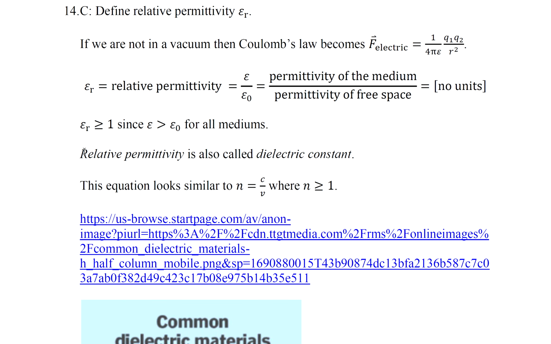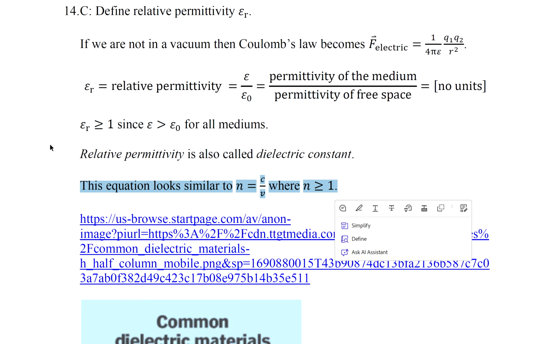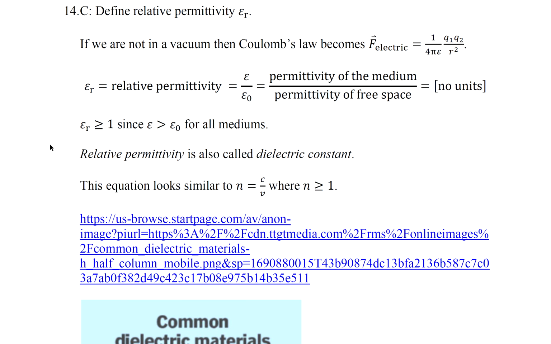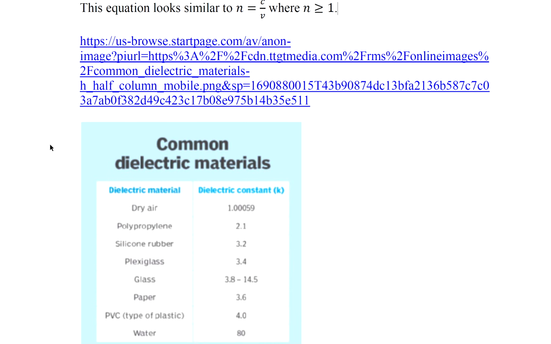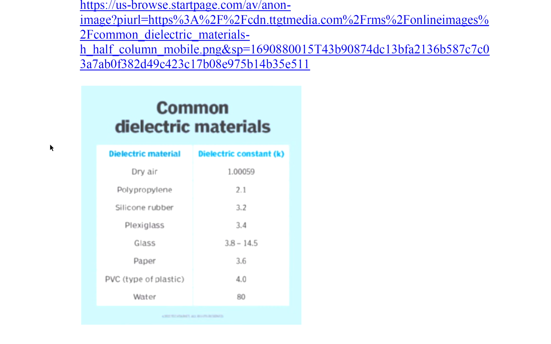So the relative permittivity is also called the dielectric constant. And remember, this equation looks similar to what we learned about the law of refraction in Snell's law. And here are some common dielectric constants for dielectric materials.